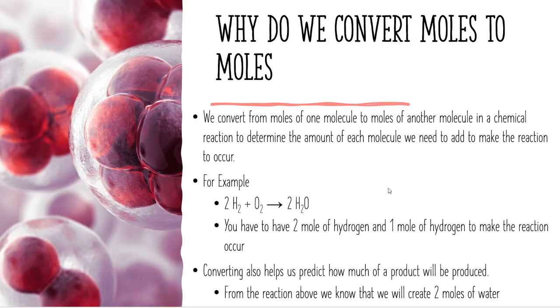And then how do we convert moles to moles? We convert from moles of one molecule to moles of another molecule in a chemical reaction to determine the amount of each molecule we need to add to make the reaction occur. So when I set up all of these experiments for you guys in the classroom, I actually have to balance the equation and calculate how many moles of each one I'm going to need to mix them to make that reaction work, or you'd mix them together and nothing would happen.